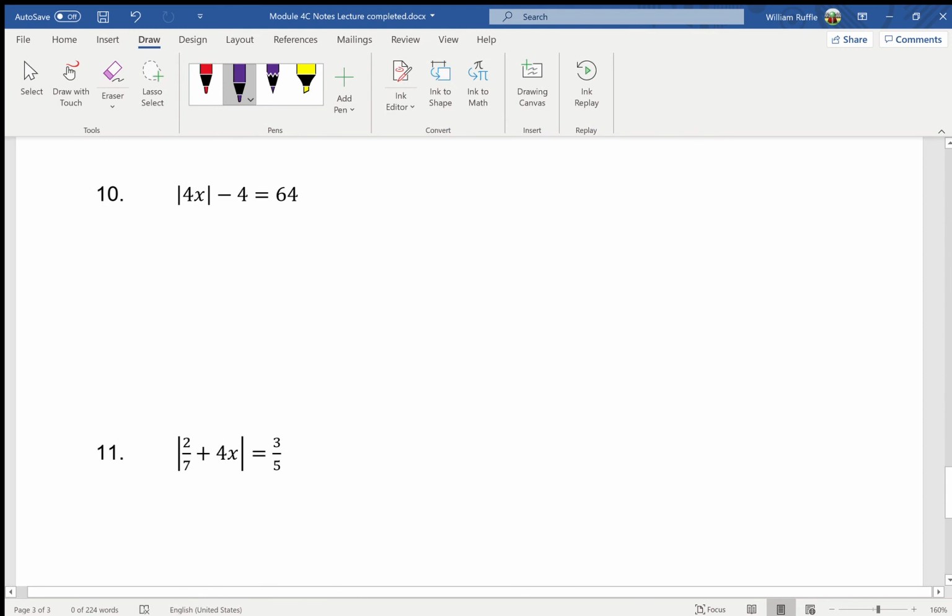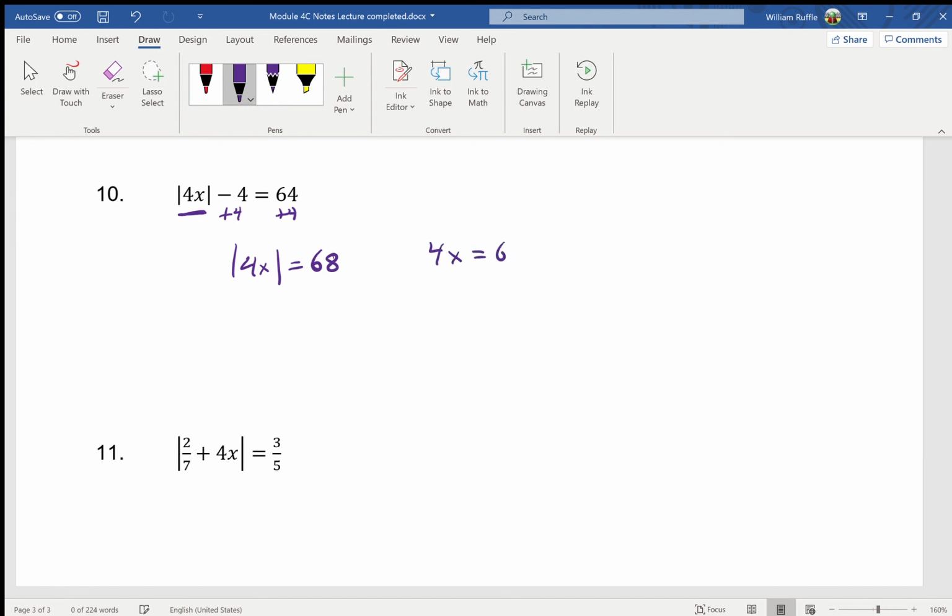My next question is very similar. The absolute value is not by itself, so I have to first add 4 to each side. So it's the absolute value of 4x equals 68. Now the absolute value is by itself, so I let 4x equals 68, or 4x equals negative 68. Divide each side by 4. I get x equals 17, or x equals negative 17.